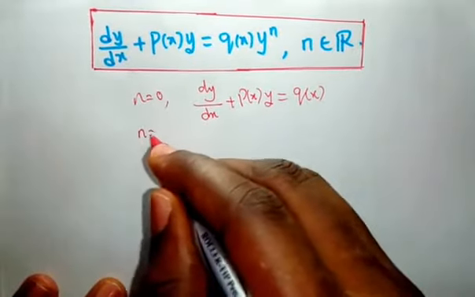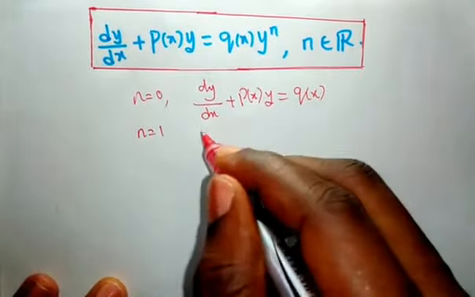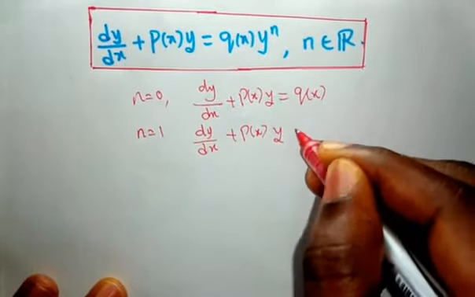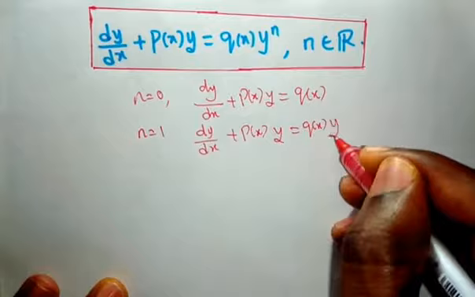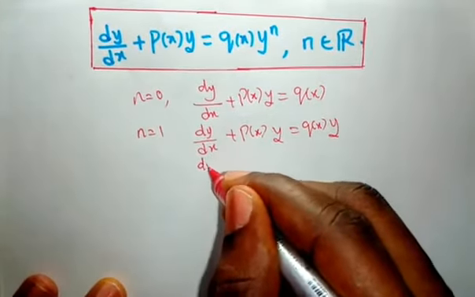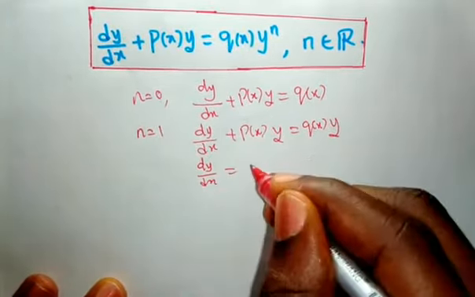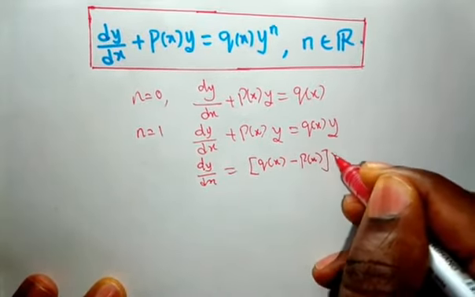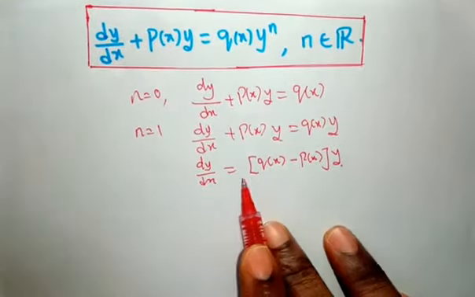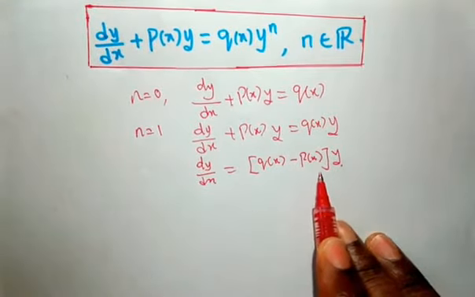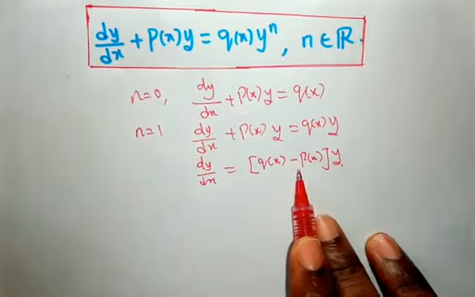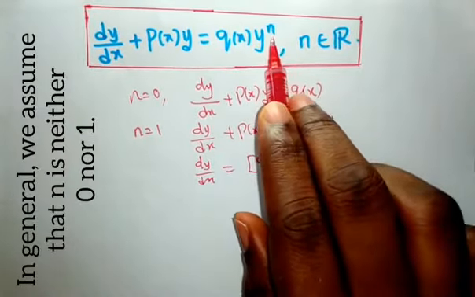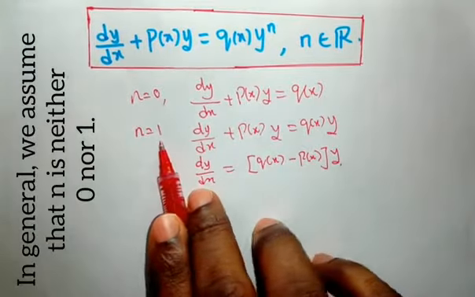Now if n equals 1, we also have dy/dx + p(x)y = q(x)y, and this can be written as dy/dx = (q(x) - p(x))y. Now it's a separable equation. You can check the video on separable equations to know how to solve such equations. So in general, we assume that our n is not equal to 0 nor 1.